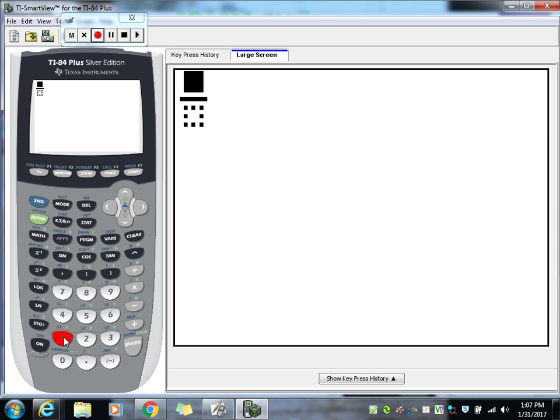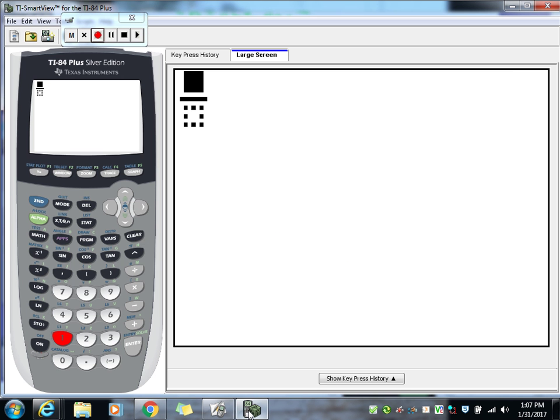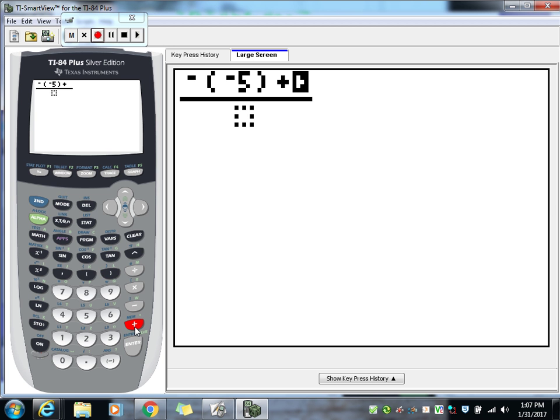And then you're going to type it into your calculator just as you have written on your paper with all of the parentheses and everything. So we have negative parentheses negative 5. So I'm going to type in negative parentheses negative 5. Now what would come next? We got that plus or minus thing, right? The one thing with that is you have to do it separately. So I'm going to start with the plus.